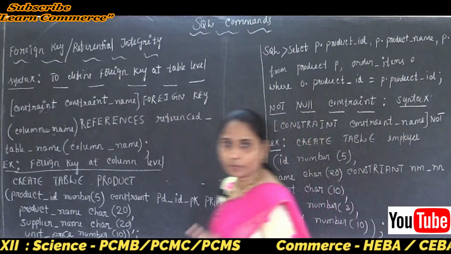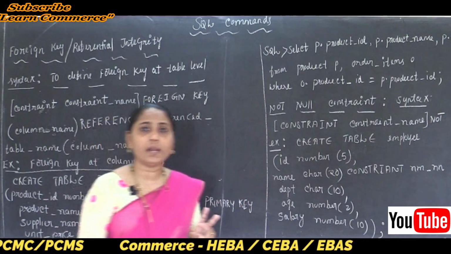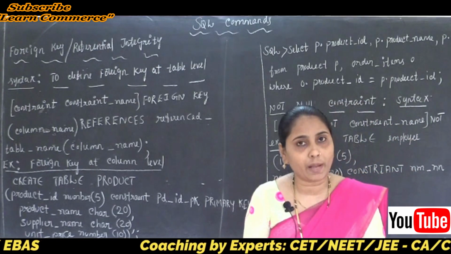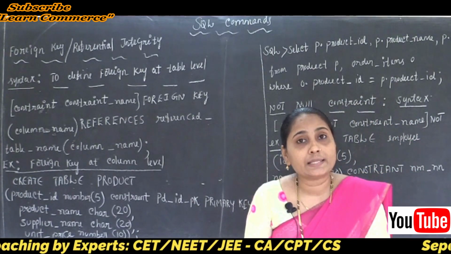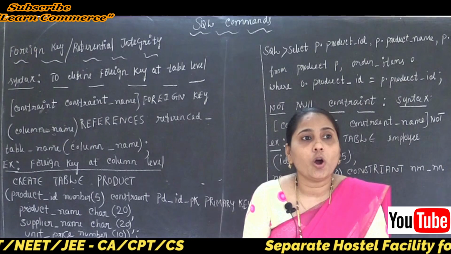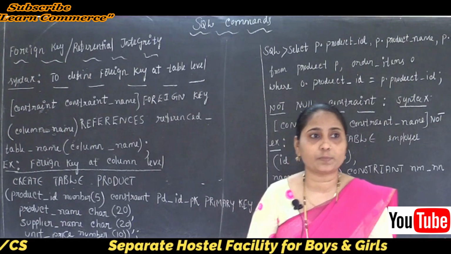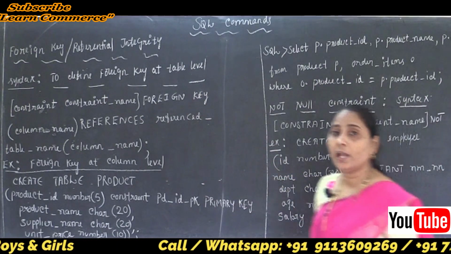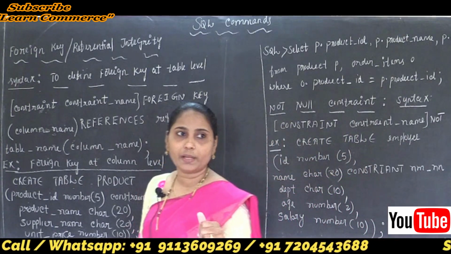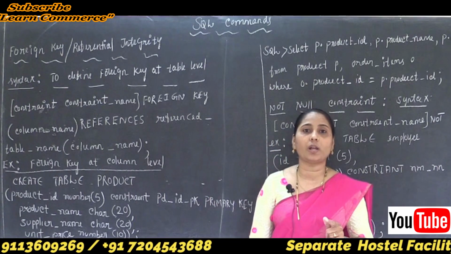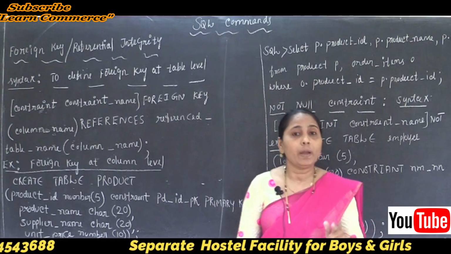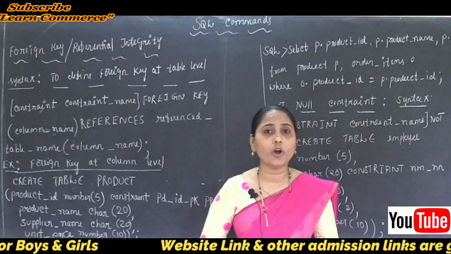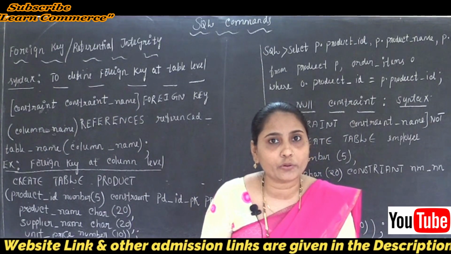In our foreign key example I am going to use two tables. The first table name is product, and the second table name is order_item. Clear this point here? In this example two tables are there: one table is product and the second table is called order_item, and I am using the constraint about our foreign key.